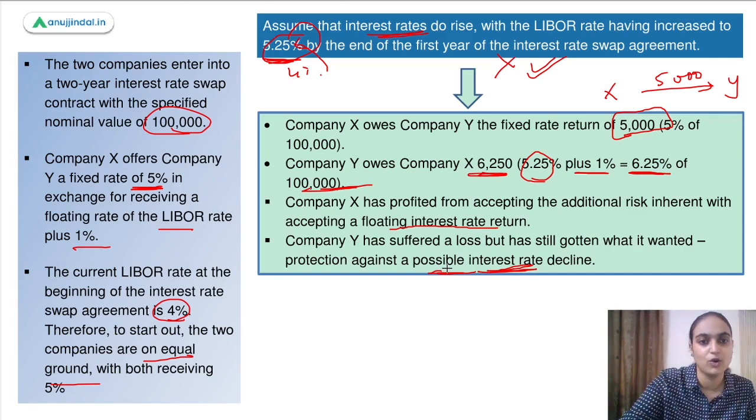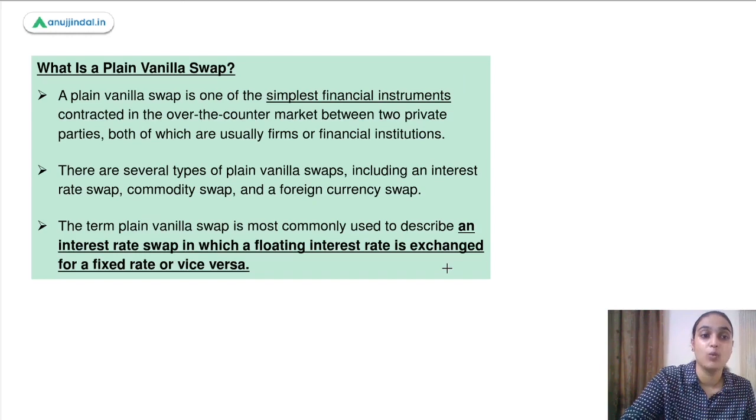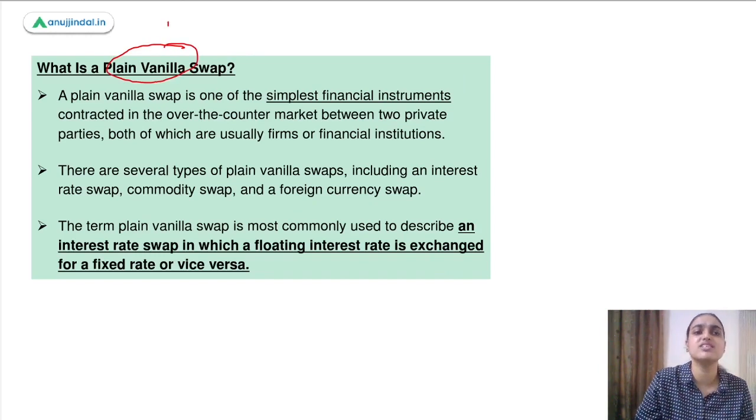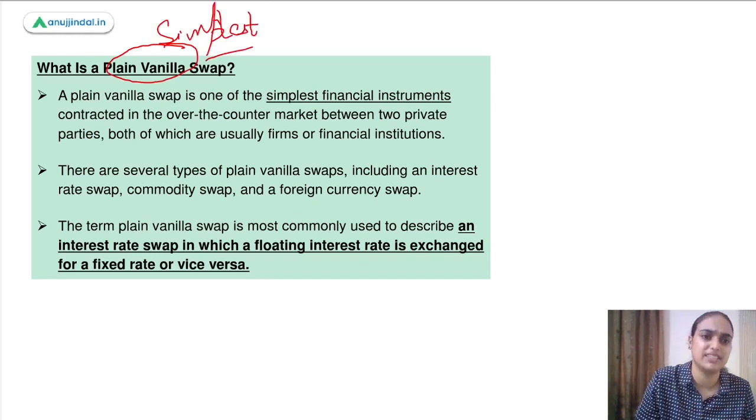Alright. So now moving on to what is a plain vanilla swap. So talking about plain vanilla swap. Plain vanilla is something which is in the simplest form. So if we call vanilla bonds also, they are the simplest type of bond. So here plain vanilla swap we are talking. So it is the simplest type of an interest rate swap.